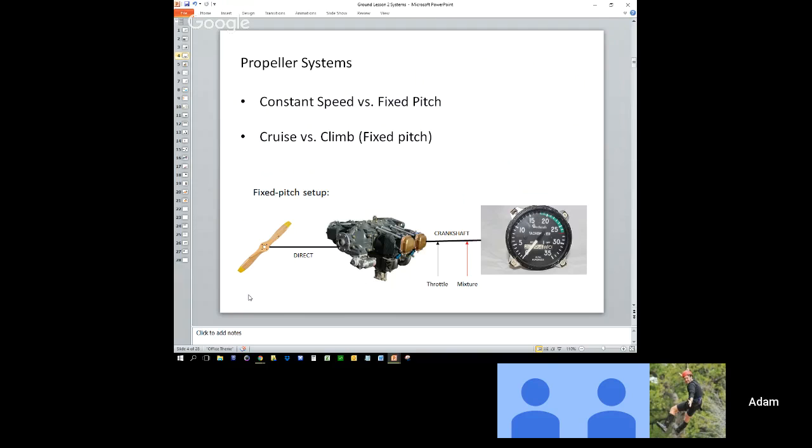So if I look at this setup here down at the bottom of the screen, I've got my prop, which is fixed pitch. I cannot change the pitch. It's connected directly to the crankshaft of the engine. As we said before, the pistons drive the crankshaft, which drives the prop. And then I've got my throttle input here. And that throttle input manages the amount of fuel-air mixture that enters the cylinders, just like the throttle on your lawnmower works or the gas pedal on your car works. And then I've got my tachometer, which is an indication of engine power.